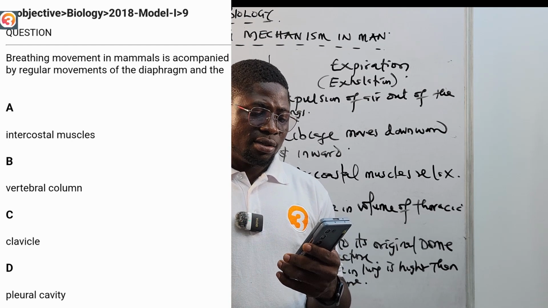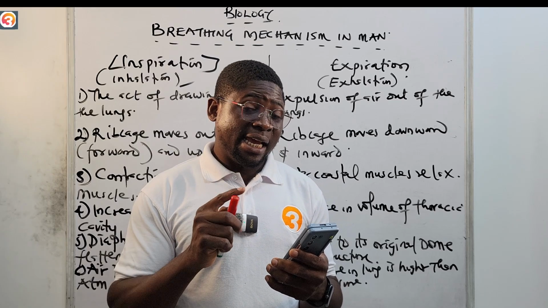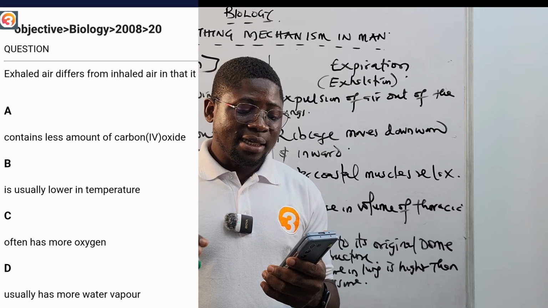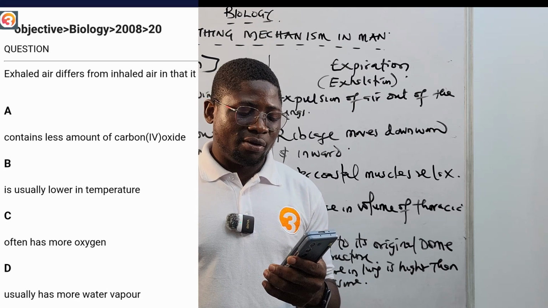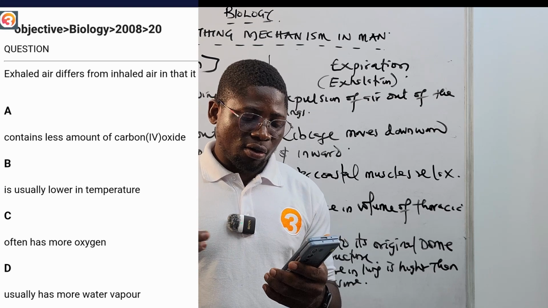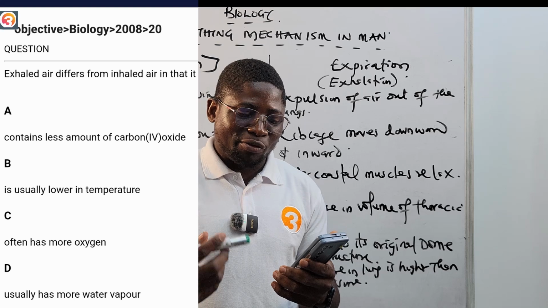Let us also see 2008 number 20. They say exhaled air differs from inhaled air in that it: A says contains less amount of carbon dioxide. B says it's usually lower in temperature. C says often has more oxygen. D says usually has more water vapor. Exhaled air differs from inhaled air.